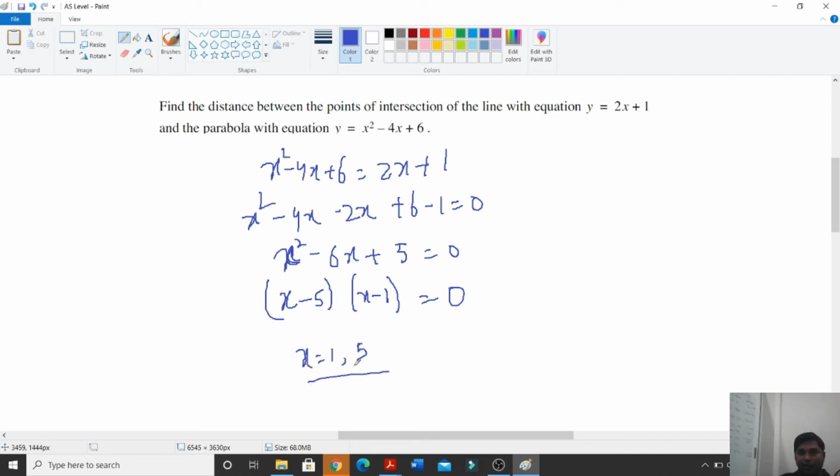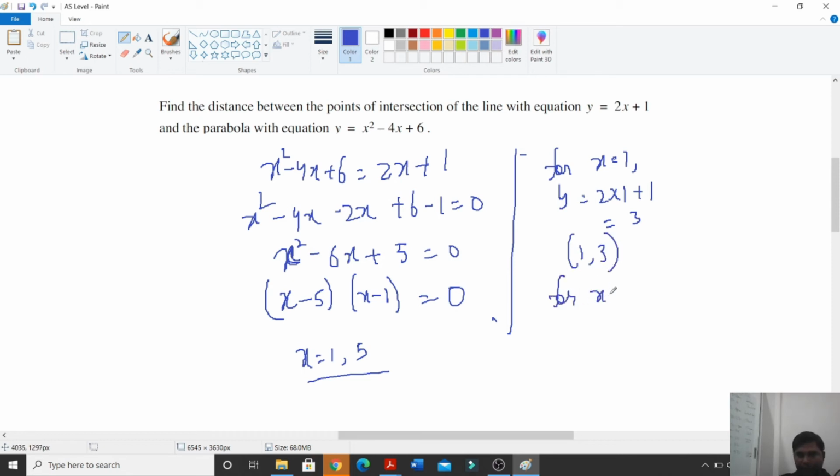Now for x as 1, you substitute here and you will get the corresponding y. So 2 into 1 plus 1, which is 3. So 1 comma 3. And for x equal to 5, y will be 2 into 5 plus 1, 10 plus 1 is 11. The point will be 5 comma 11.